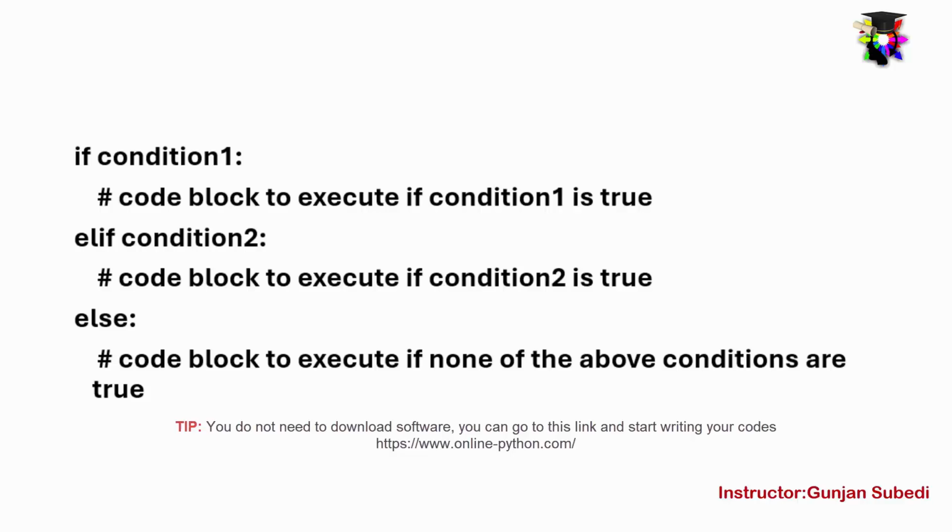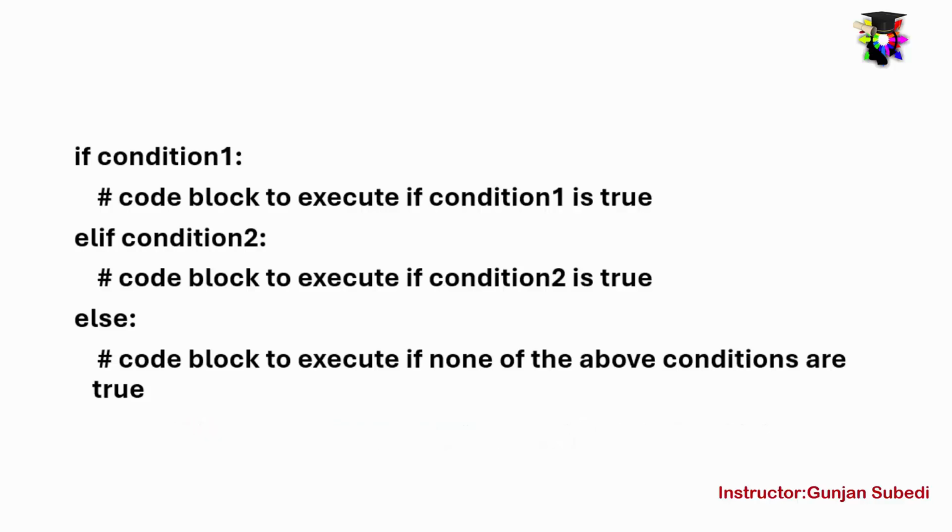Here's the basic syntax. We first write if condition 1, and then there is a code block to execute if condition 1 is true. It follows elif condition 2, in which there is a code block to execute if condition 2 is true. Else, there is a code block to execute if none of the above conditions are true.